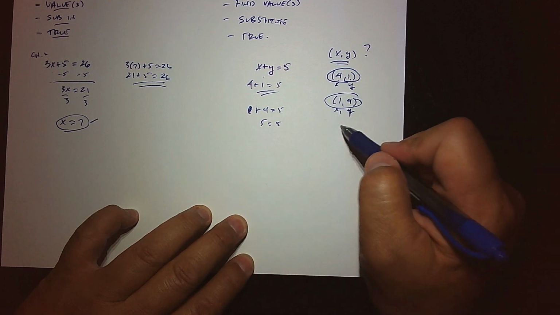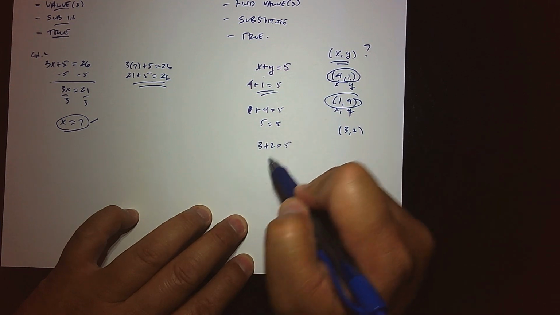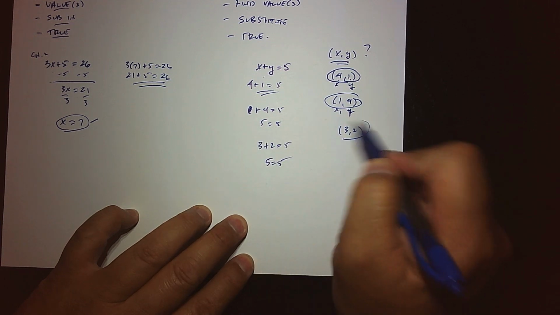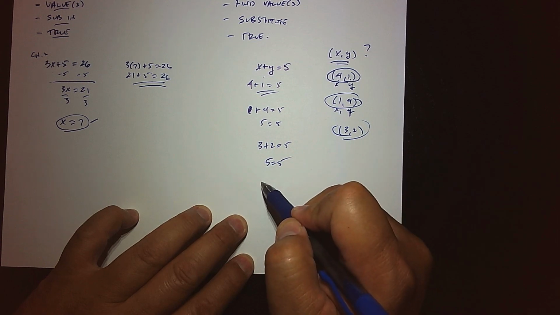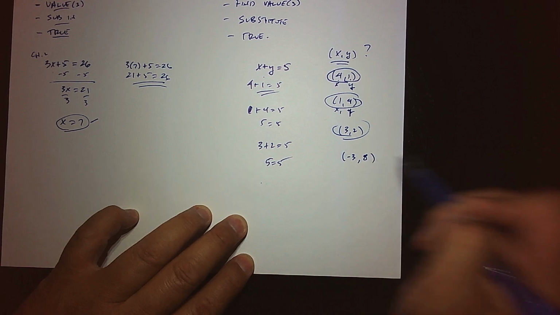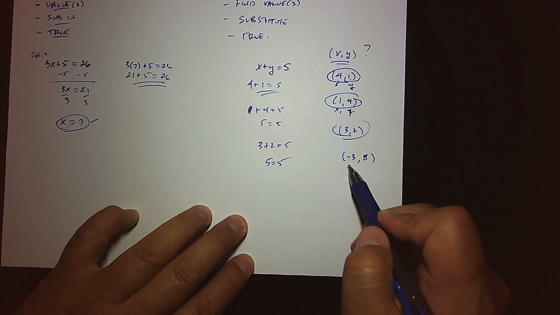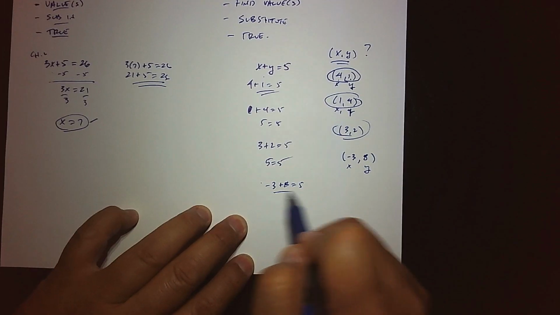And what about 3, 2? Well, if we plug 3, 2 into the equation, we get another true statement. So we have 3, 2, and on and on and on. We can even use negatives. If we had, let's say, a negative 3, and I combined it with 8, there's x and there's y, so we have negative 3 plus 8. That would still give us a 5.